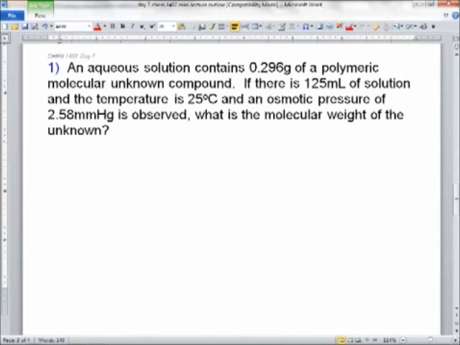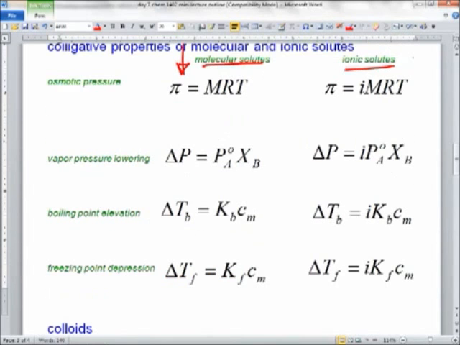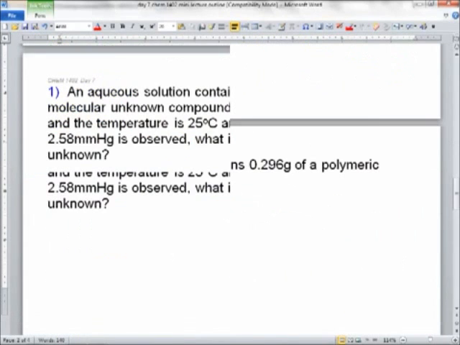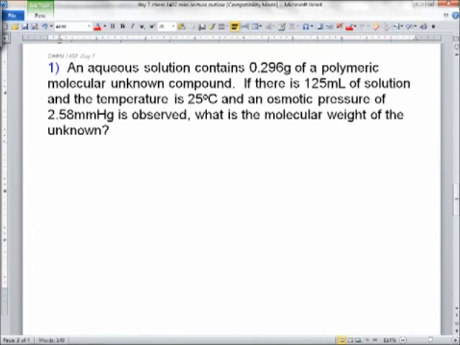So, what are they asking? Molecular weight. Follow logic. First thing, look at all these equations. Is molecular weight in one of them? Do you see a variable that stands for molecular weight? No. It's not there. So, follow logic. Start with what they want. Molecular weight. Molecular weight is what?